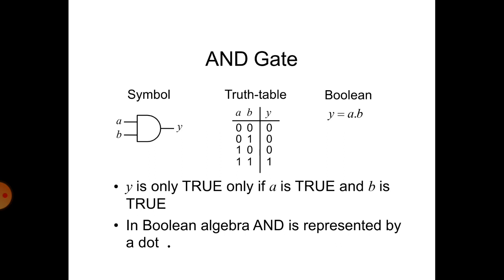Boolean expression: Y equals A into B. Y is true only if A is true and B is true. In Boolean algebra, the AND gate is represented by a dot, that is, Y equals A dot B.